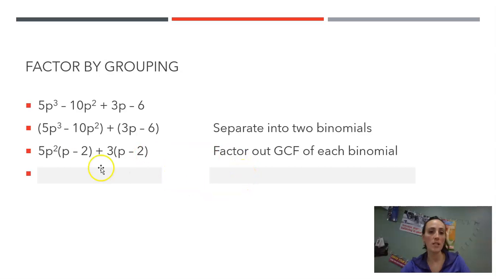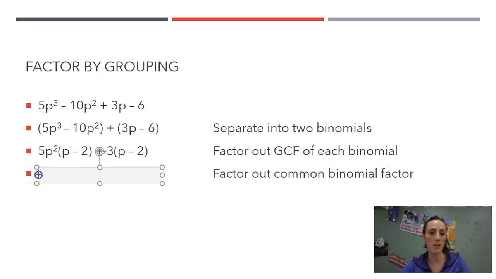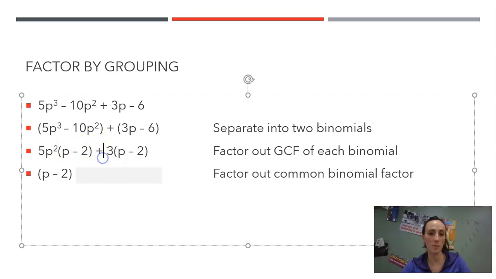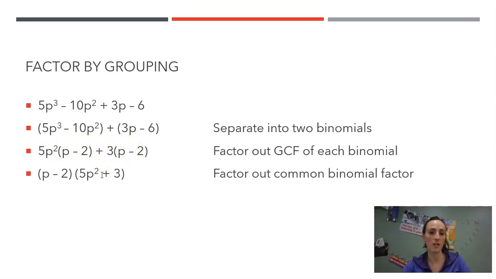Now one thing to notice when I've done that, now both of these terms share a factor of p minus 2. So because both of those terms have a common binomial factor, this common binomial factor can now get pulled out front. So my p minus 2 is going to be pulled out front, and what I'm going to do is now write what's left over of this term, which is my 5p squared, and then of this term, this is my plus 3.